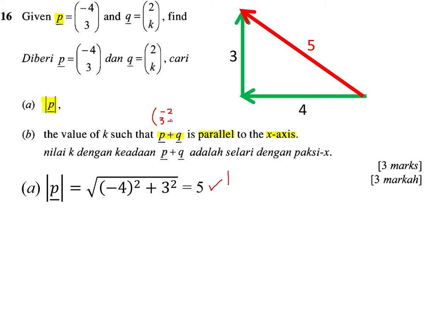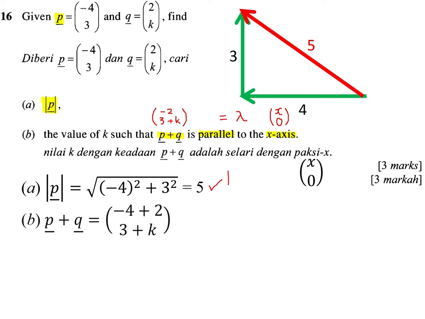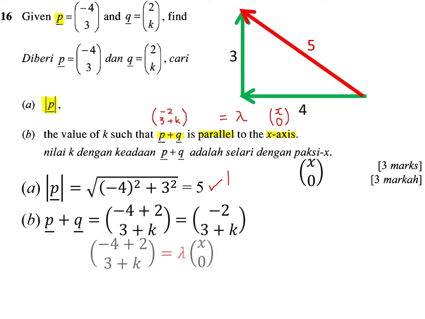But the problem is the x-axis. What is the vector for the x-axis? The y will be 0, but the x we don't know, so we label it as x only. This is how we understand the vector for the x-axis. And we know that they are parallel, so there will be a ratio existing between them because of the concept of parallel. So we compare with lambda, x to x and y to y.